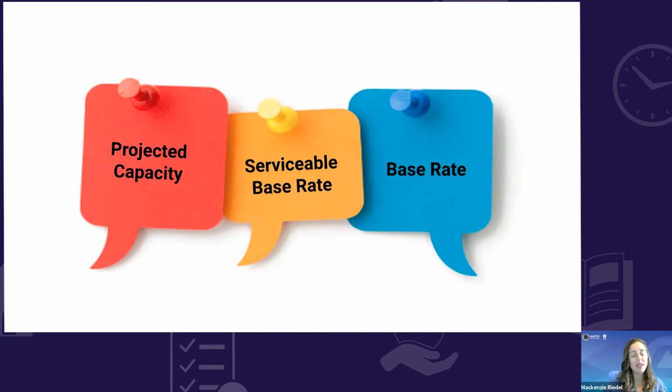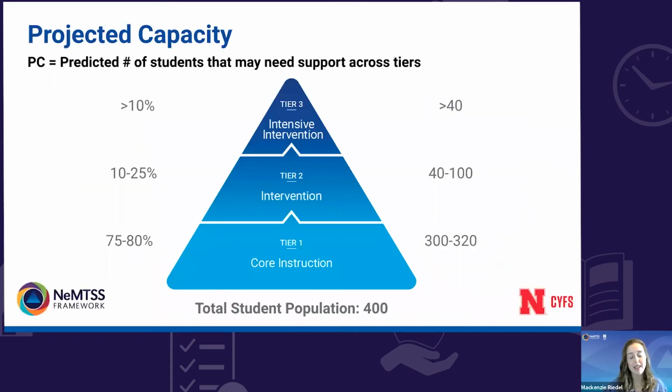Moving forward, we're going to talk about the projected capacity, serviceable base rate, and base rate. We will define each one of them and then talk about how they fit into making an effective plan to support your students. First is projected capacity. What it means is the number of students that you may need to support across tiers. This is a grounding number, a frame of reference or a big picture, and it's not something that you can manipulate. This number is based on your population and the hard numbers.